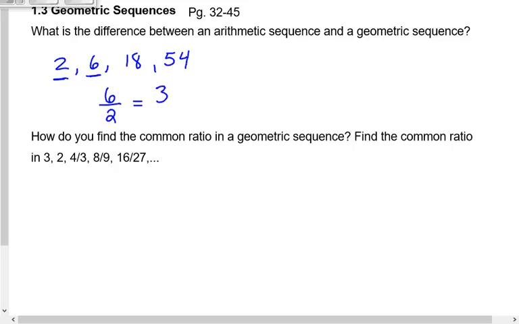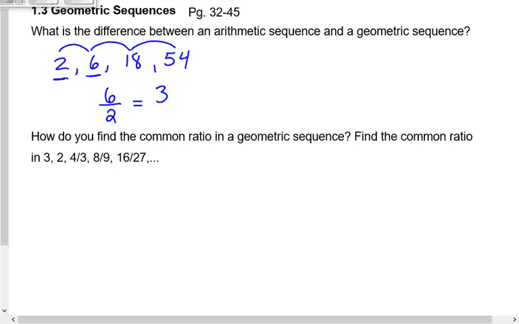So in order to get from 2 to the second term of 6, we multiply by 3, multiply 6 by 3 to get 18, multiply 18 by 3 to get 54, and so on. So to find the common ratio in a geometric sequence, we're just going to divide by the previous term.